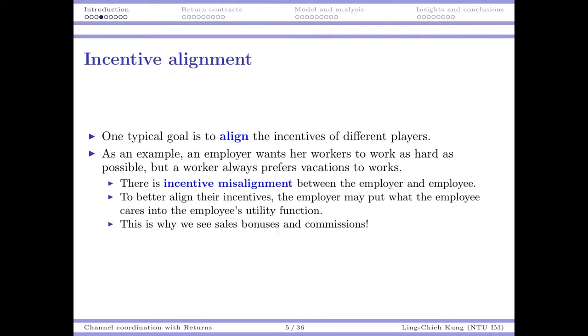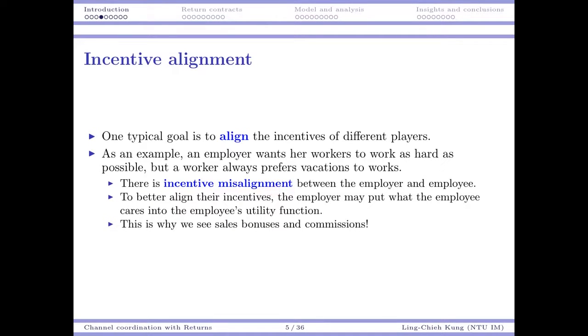So that's why we see some sales bonus or commissions in employees' payment. Okay? Many workers are paid with some bonus or commissions according to the amount of sales they generate or whether they meet some criteria set by the employers. Okay? So this is to induce the employees to work hard toward some objective that is shared with the employer. Okay? That is going to make employees care about the performance of the company.